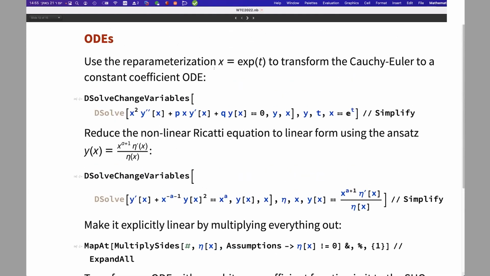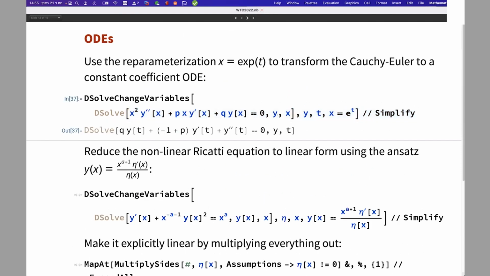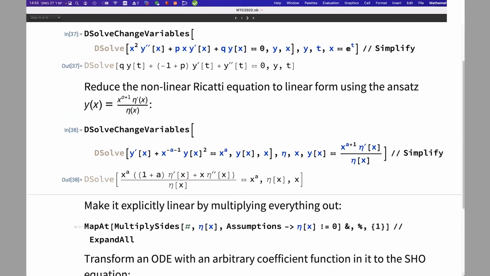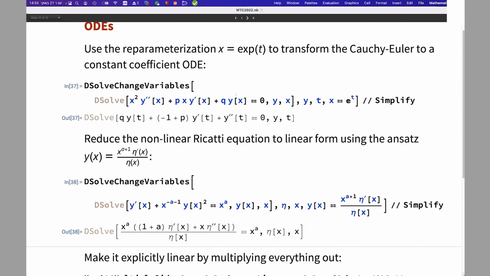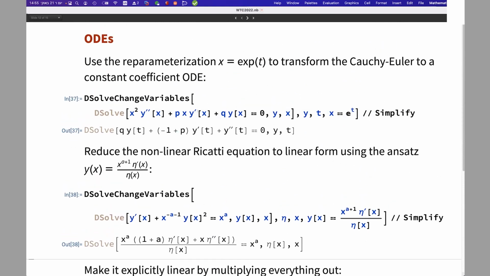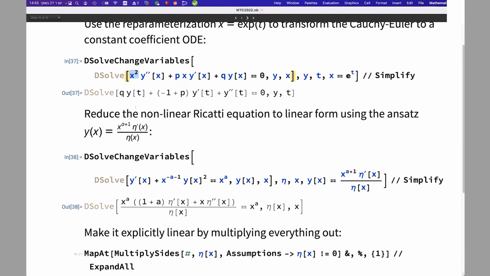So let's do a simple reparameterization. We have non-constant coefficients, but we'll do a clever substitution, and now we get constant coefficients because Q and P are just constants. Our variable was x squared.